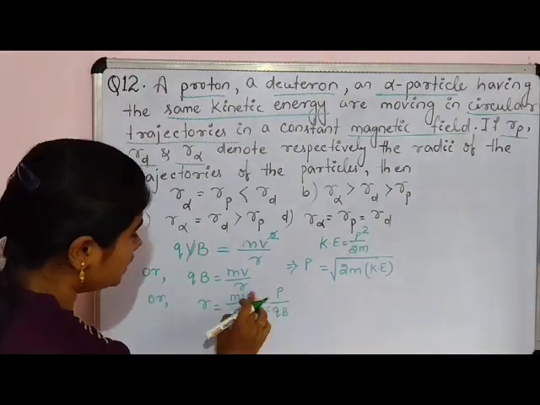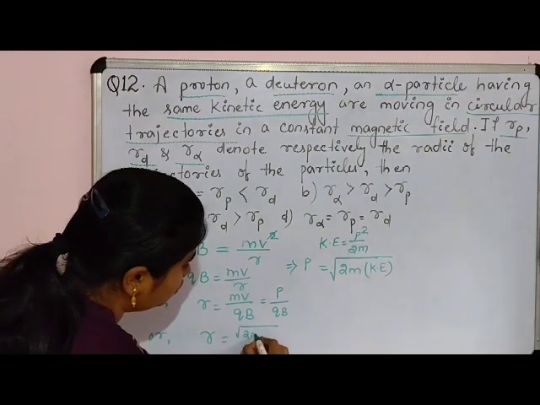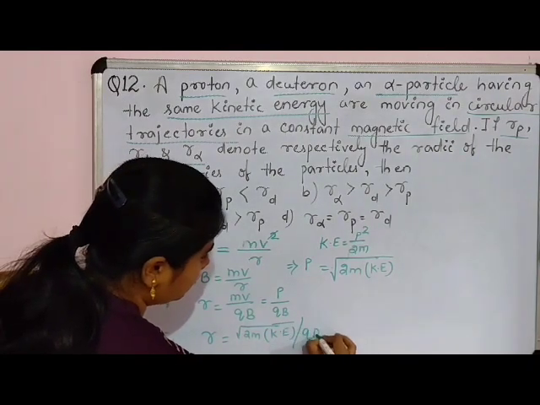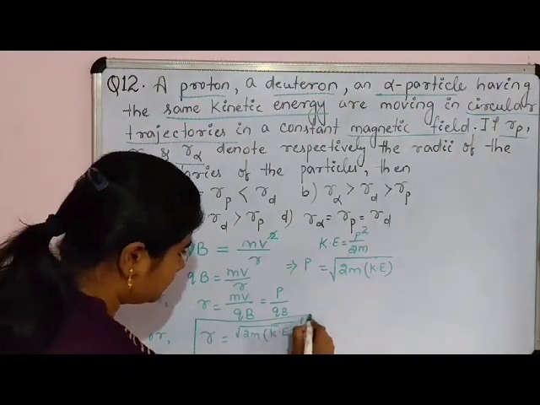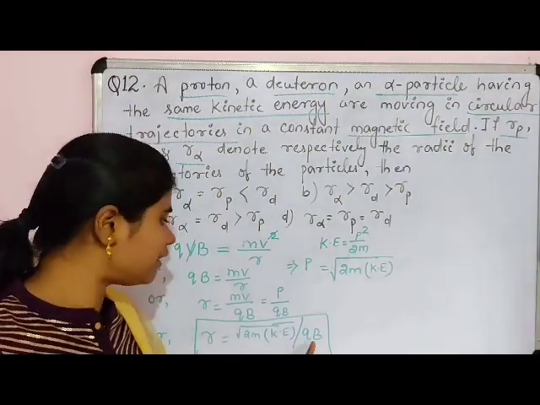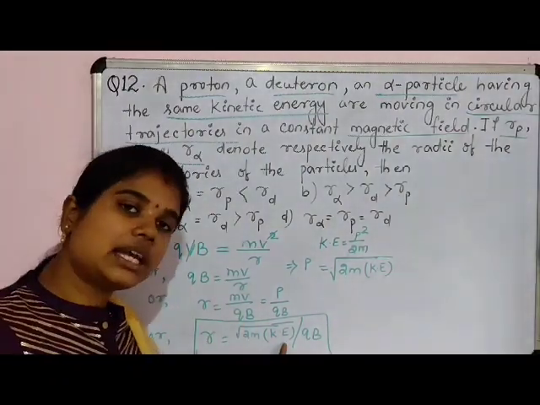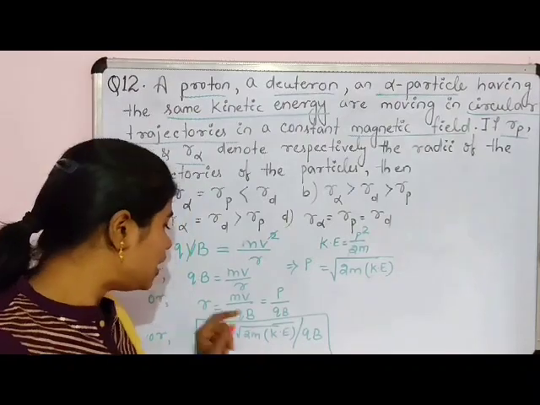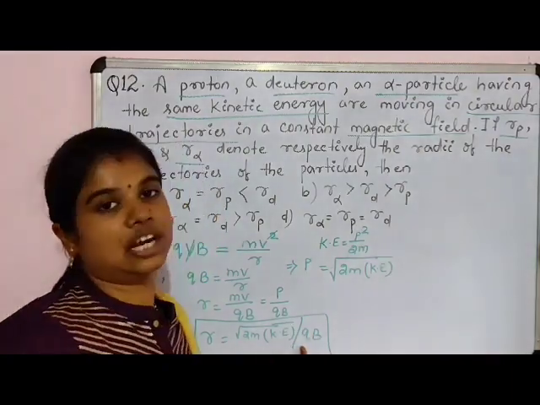Now if I put this value in this expression, I can write the radius as the square root of 2m times kinetic energy divided by QB. Okay, clear? Now just mark this expression: R is equal to square root of 2m kinetic energy divided by QB. It is moving in a constant magnetic field, with the same kinetic energy, so all these factors are constant. Also this number 2 is constant. Only the variables in this expression are the mass of the particle and the charge of the particle.